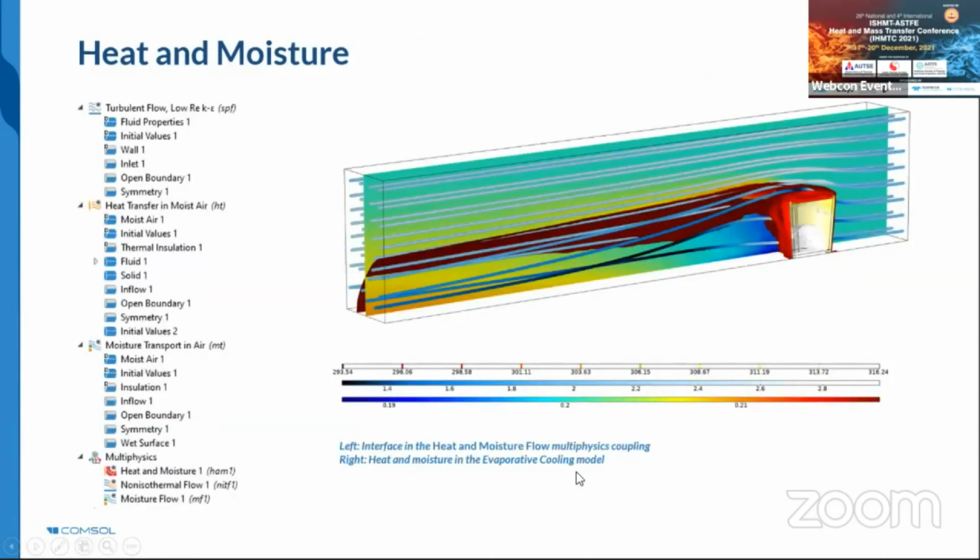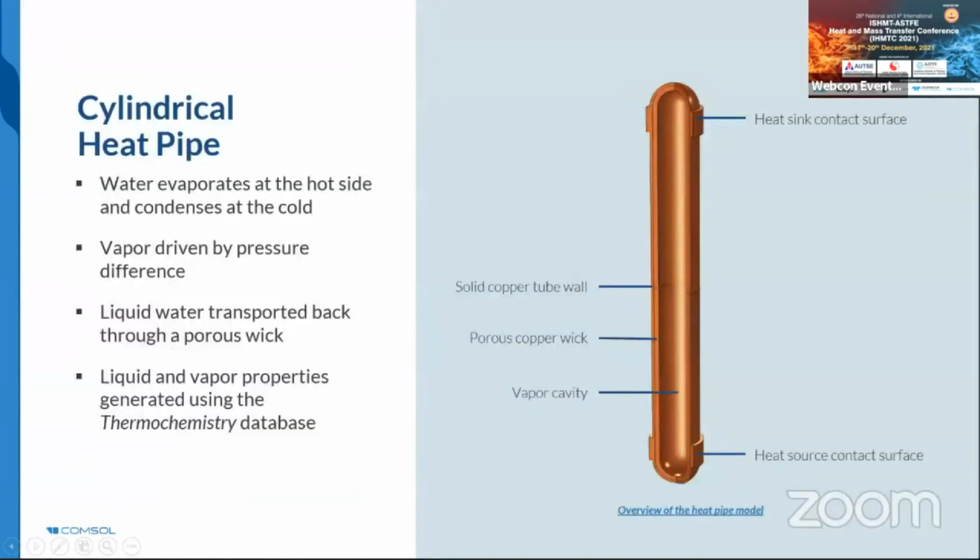We have a dedicated interface for something that is probably the most common phase change we are facing in daily life: moisture transport. So we have a predefined interface here. You can see a glass filled with water exposed to a flow, and we are computing the relative humidity and evaporation at the glass surface in this model.